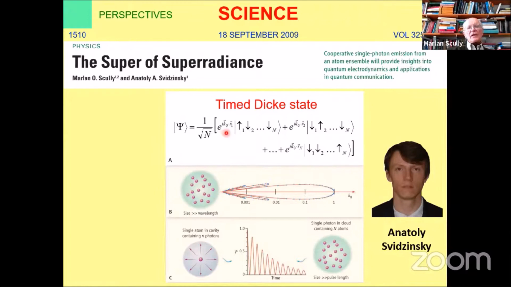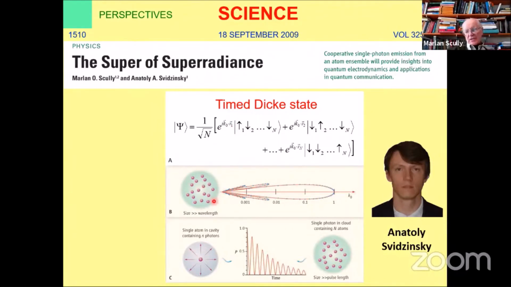K0 is the wave vector of the incident photon, and R sub 1, 2 is the coordinate of the first, second, third, and so forth atom. So this is the Dicke state, which is timed. It's easy to think about this: multiply by c and divide by c, then I have omega times the time delay between the moment when I come in and the moment when I exit.